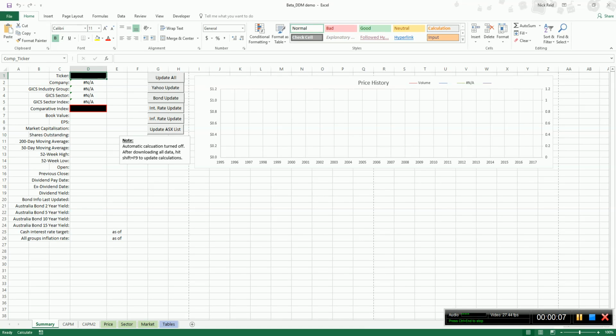Today we're going to go over my first spreadsheet, which is a stock valuation spreadsheet. It employs the dividend discount model, the capital asset pricing model, and it also calculates the stock's beta.